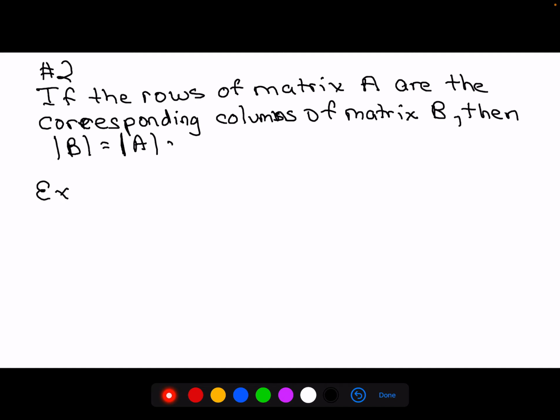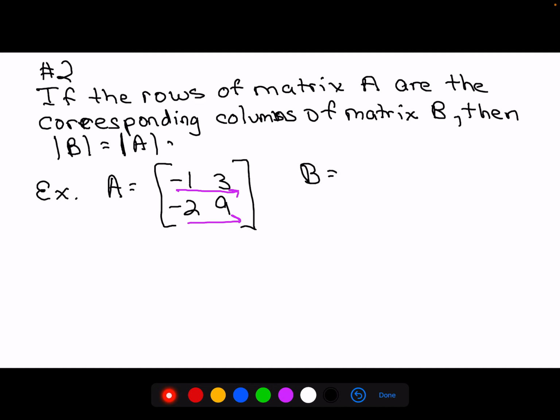Okay, for example, let's say matrix A has -1 and 3 in the first row and -2 and 9 in the second row. So it goes this way, this way. And let's say matrix B has -1 and 3 as the first column instead of the first row, and instead of negative 2 and 9 being the second row, negative 2 and 9 is the second column. Watch what happens when you find the determinants.